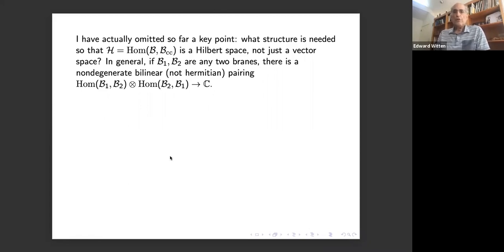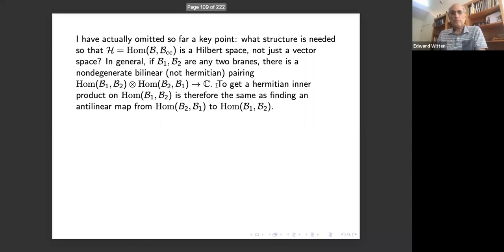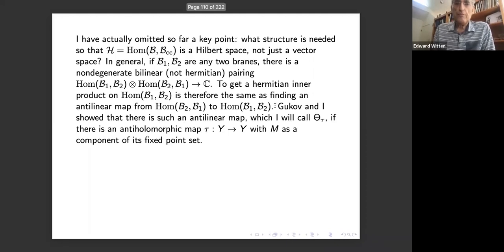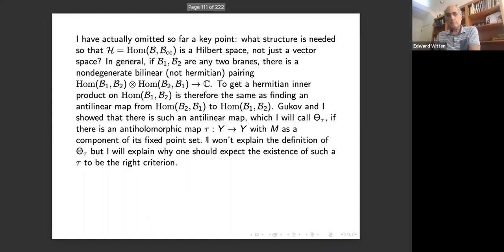So if B1 and B2 are any branes, in general, there is a non-degenerate bilinear, not Hermitian pairing between the two Hom spaces. So to get a Hermitian inner product on one Hom space is the same as finding an antilinear map from one to the other. Gukov and I showed there is such an antilinear map, which I'll call theta tau, if there's an antiholomorphic map tau from Y to Y, with M as a component of its fixed point set. I won't explain the definition of theta tau, but I'll explain why you should expect the existence of such a tau to be the right criterion.